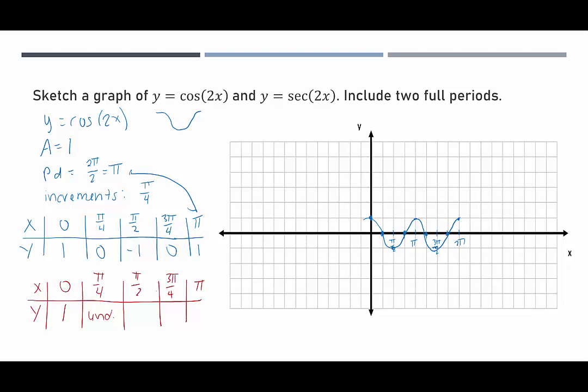So what does that tell us? That tells us that there's a vertical asymptote at x equals pi over 4. Then at pi over 2, the reciprocal of -1 is -1. We have another 0, so we have another undefined. Therefore, we have another vertical asymptote. And then at pi, the reciprocal of 1 is 1. Okay, so what is this going to look like? At pi over 4, we have a vertical asymptote.